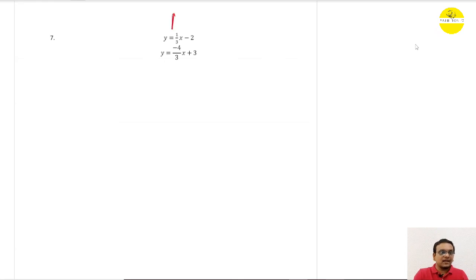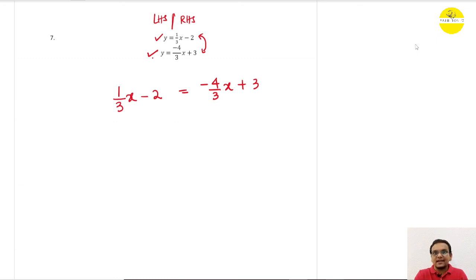Now see, everybody knows that an equation contains LHS and RHS, left hand side and right hand side, right? LHS is equal to RHS. I have two equations here. Here LHS is equal to LHS, and definitely RHS should be equal to RHS, right? See, y is equal to y, that means I can say RHS is equal to RHS. So can I write like this? 1 over 3 x minus 2 is equal to minus 4 over 3 x plus 3. Easy. Again I'm saying LHS is equal to LHS, and right hand side is equal to right hand side. So I have written like this.